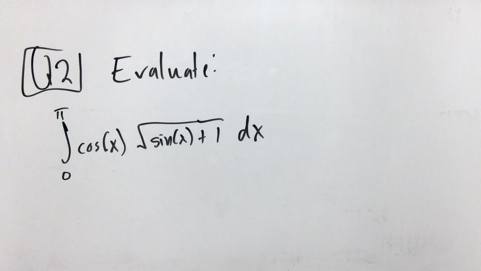Here's question 2. I would like you to evaluate the integral from 0 to pi of cosine of x times the square root of sine of x plus 1.